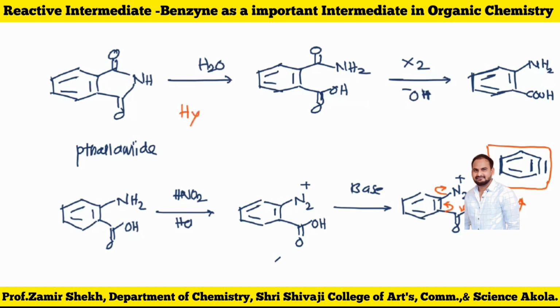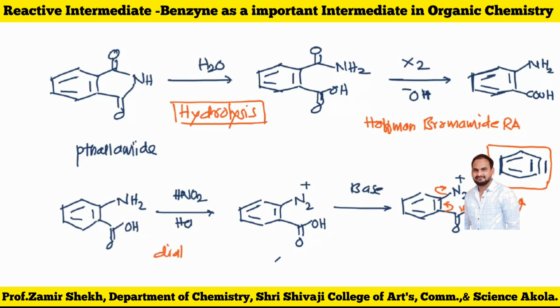So this is first hydrolysis. The next one is Hofmann bromamide degradation, or Hofmann bromamide rearrangement. Next one is diazotization. Then the third one, this molecule is called anthranilic acid. Anthranilic acid on treatment with HNO2 and HCl gives the diazonium salt, then undergoes elimination. So you will get benzyne as a product.